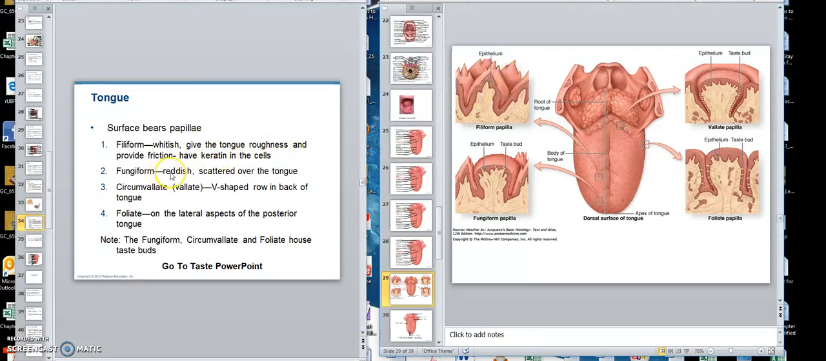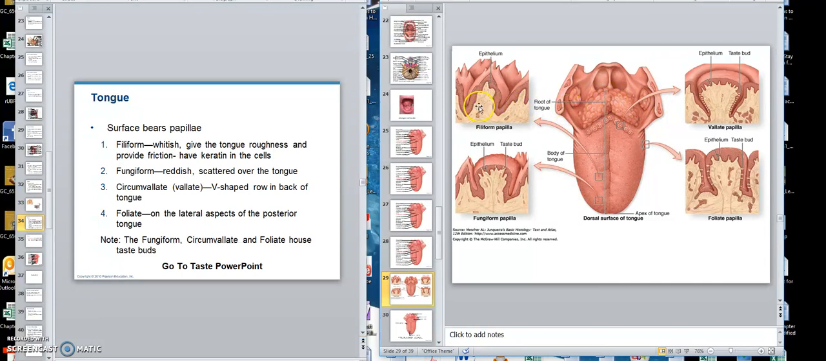The fungiform are scattered over the tongue, right here. See these little areas? Taste buds. You don't see those in these here. The circumvallate are in rows in the back of the tongue. They're in the back more. Here's circumvallate, also called vallate, back here.